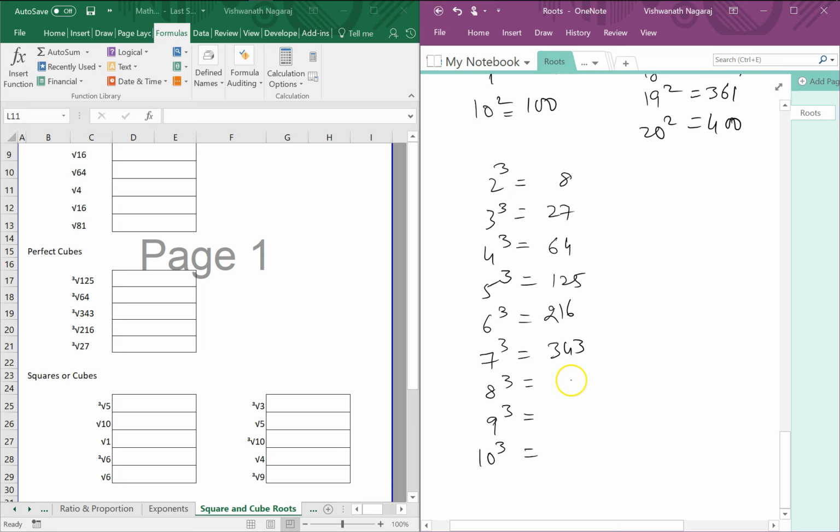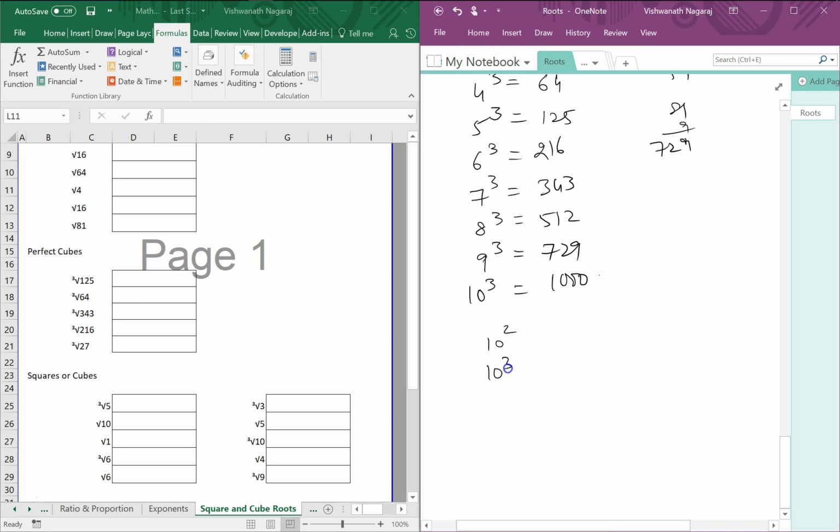8 8s are 64, 64 into 8, I think 512. 4 8s are 32, 6 8s are 48 plus 3, 51. So 512, 9 9s are 81, 9 8s are 72, 729 and 1000. 10 square, 10 cube, this you don't even have to memorize, it's quite simple. I'm just writing it for you.